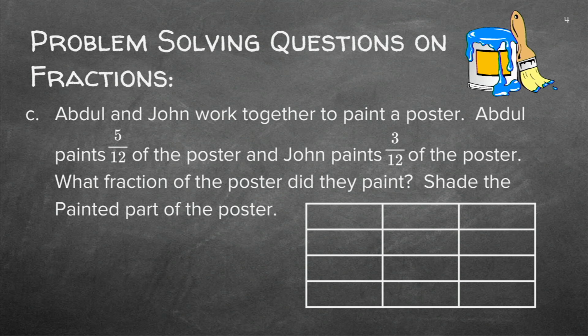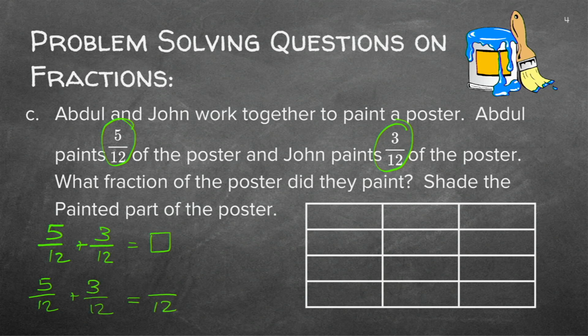Abdul and John work together to paint a poster. Abdul paints 5/12 of the poster and John paints 3/12 of the poster. What fraction of the poster did they paint? Shade the painted part of the poster. So this will be 5/12 plus 3/12 equals, I don't know yet, and then I do my calculation. The denominator is 12, it's the same, and I say 5 plus 3 equals 8.